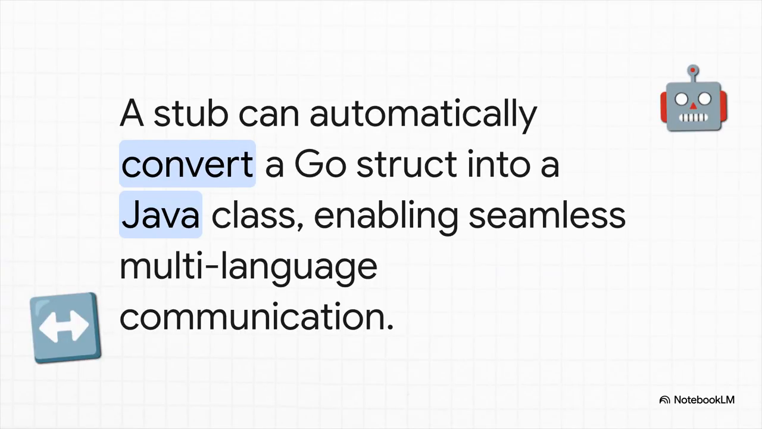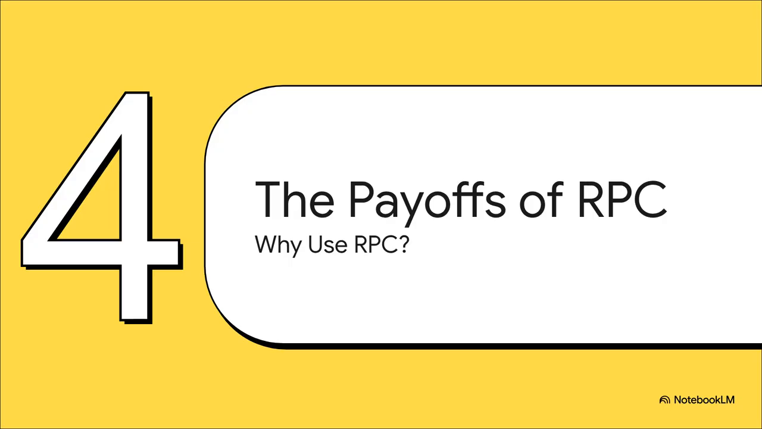And this is where the real power shines through. A stub can take a complex data structure in Go called a struct and automatically convert it into a Java class on the server side. This kind of seamless multi-language communication is an absolute game changer, especially for building modern microservices. All right, so we've covered the how. Now let's get to the fun part, the why.